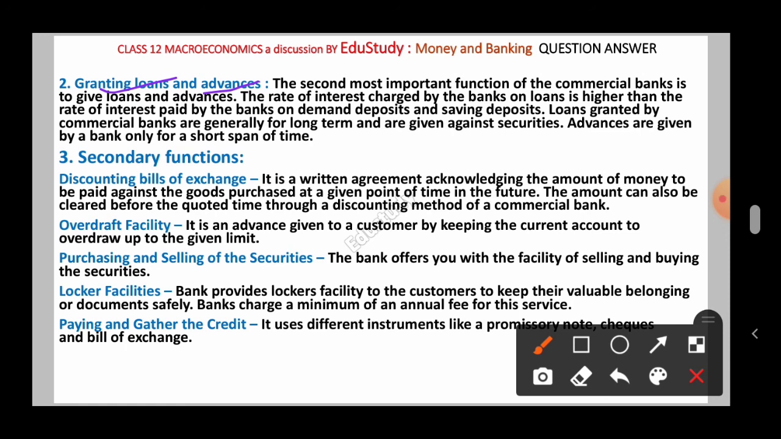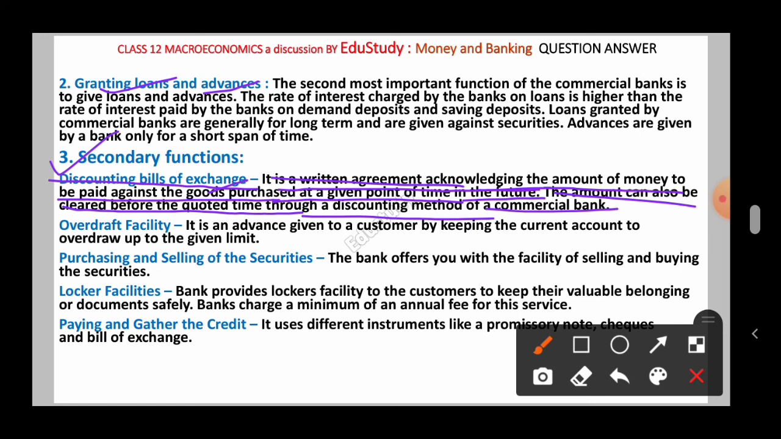Let's come to the secondary functions. There are many secondary functions. The first is discounting bills of exchange. It is a written agreement acknowledging the amount of money to be paid against the goods purchased at a given point of time in the future. The amount can also be cleared before the quoted time through a discounting method at a commercial bank. So this is called discounting bills of exchange.